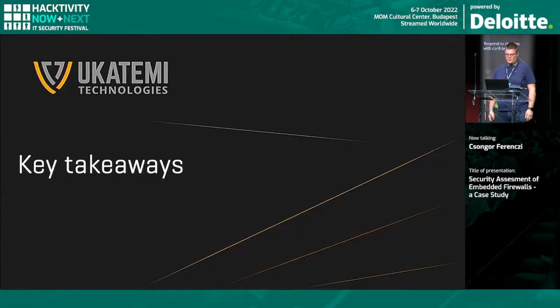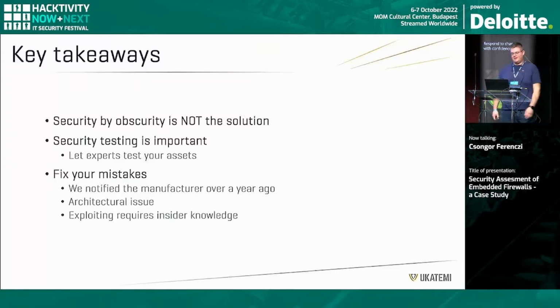So, what are the key takeaways? What did we learn? Well, first of all, security by obscurity is once again not the solution to protect resources. They thought that the device is secure, and we managed to exploit it. And remember that this device could be the last barrier between critical infrastructure and an attacker.